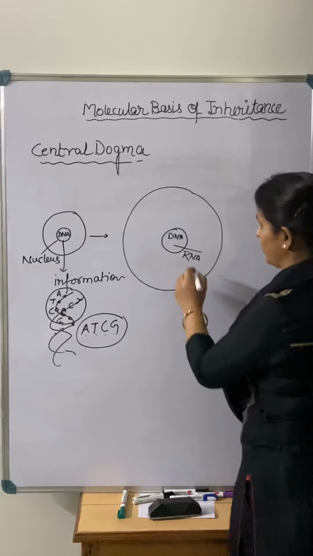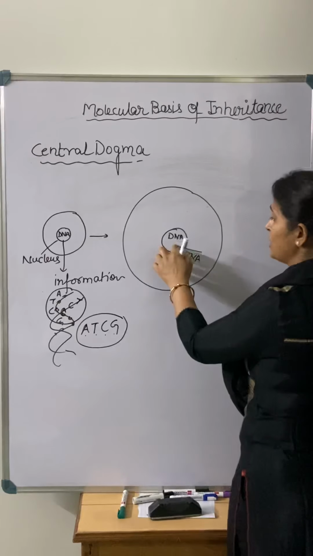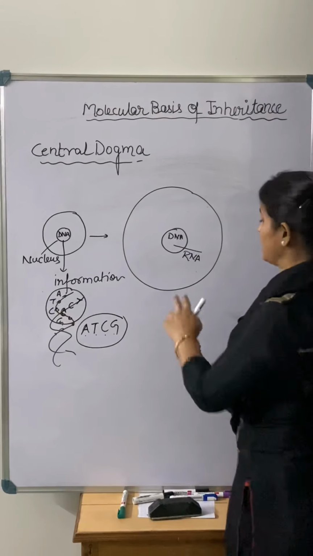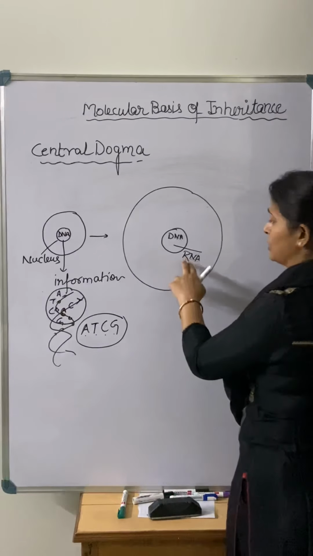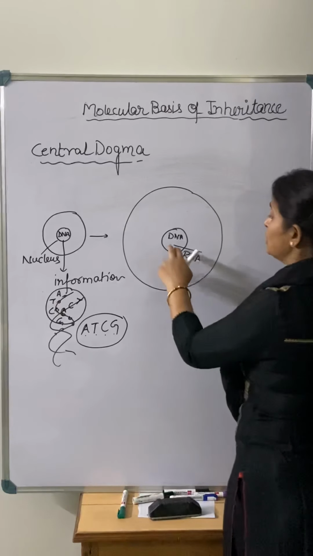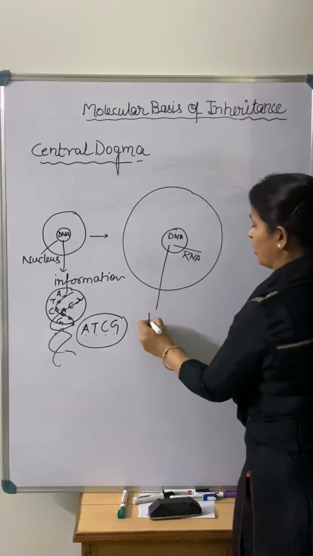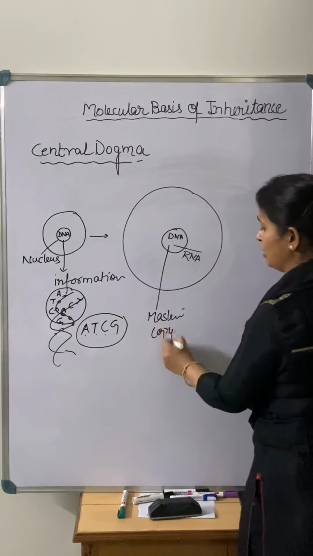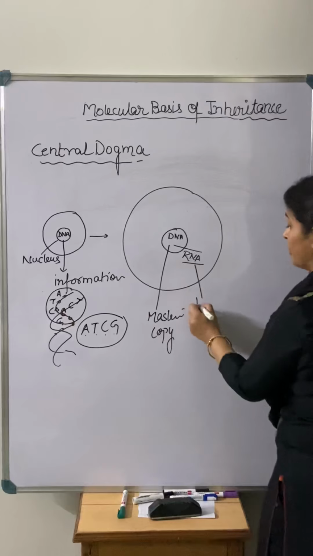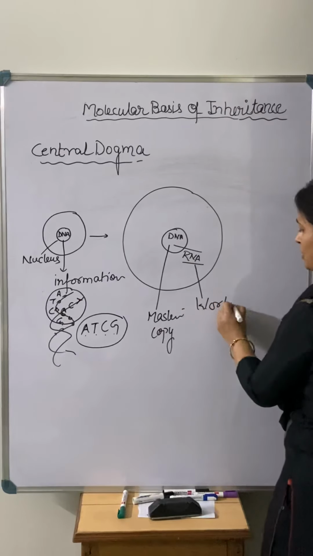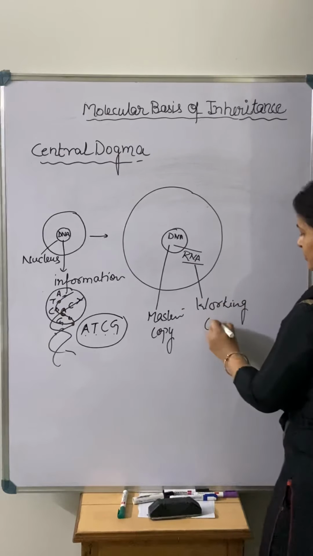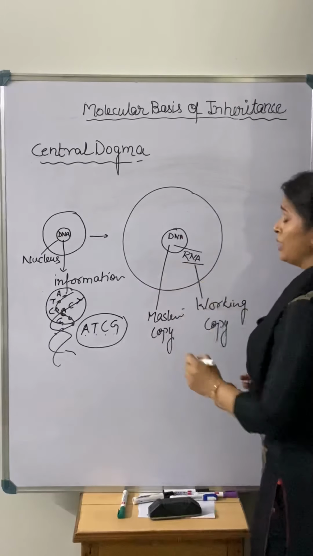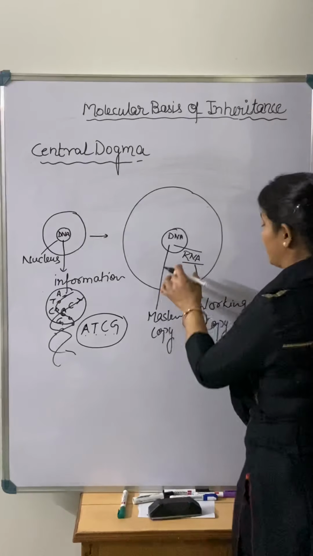Okay, I think you got what I am saying. DNA is copying this information into another molecule, or you can say another genetic material, that is the RNA, right? So DNA is the master copy of the information, and RNA is the working copy of the information, right? Now what happens? This RNA is going to translate the information.